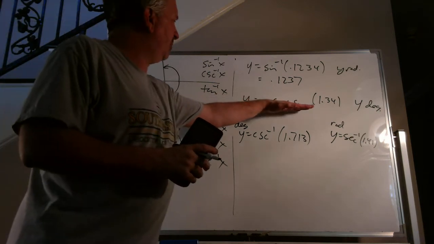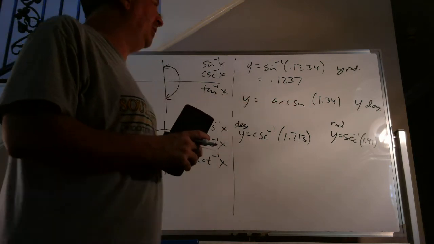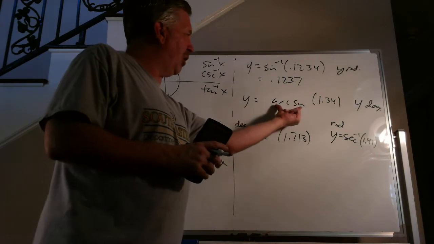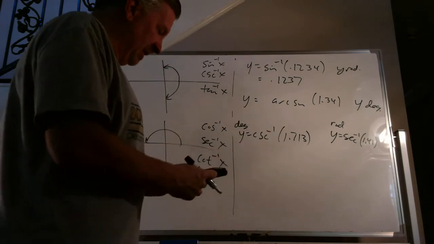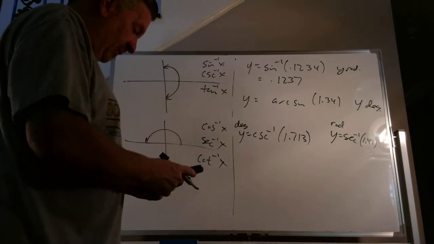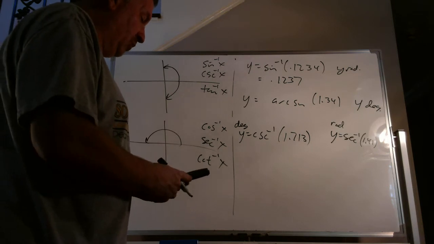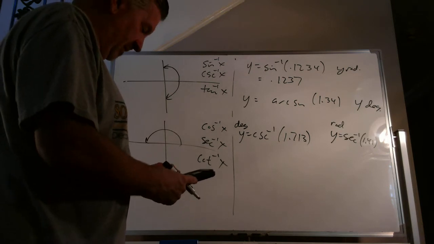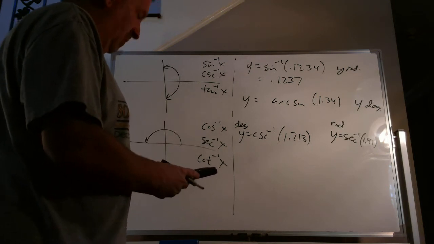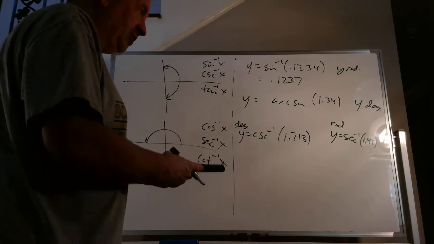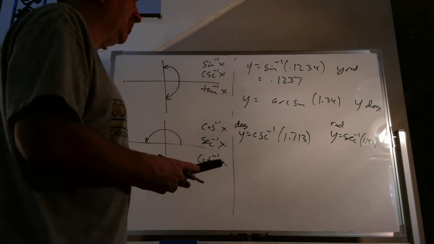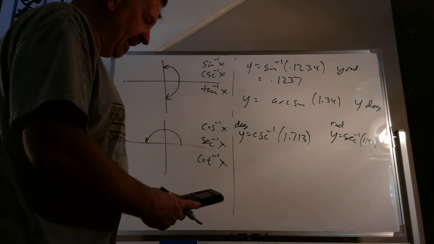Okay, what about the next one? y is arc sine of 1.34. Well, y is in degrees. Remember, arc sine just means sine inverse. So if you want your answer in degrees, you have to change to degree mode. And you type in sine inverse of 1.34. Again, you should be playing along with me. Don't just watch me. And I got a domain error.